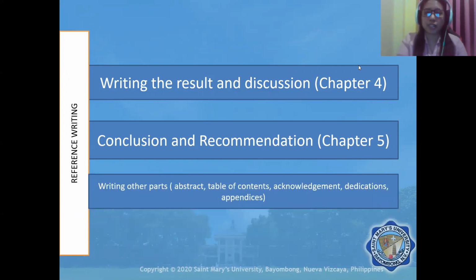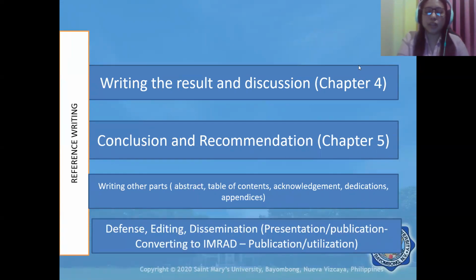And then also the other parts like the abstract, the table of contents, acknowledgements, dedications, and of course the appendices. It can be that these appendices are already constructed in the process of doing chapters 1 to 3. However, the final papers, final letters with the signatories will also be compiled in the final paper. And of course, you are expected to defend. So we have here defense and then editing. And the last one is dissemination. That is, it can be presented, or it can be published, or of course it can also be utilized.